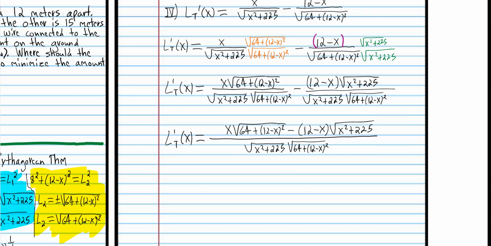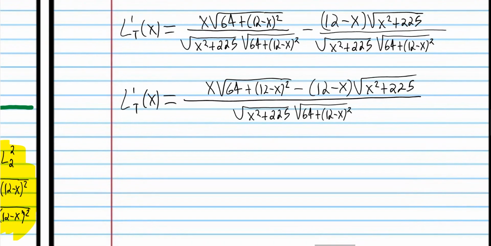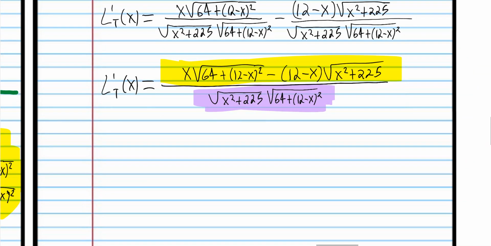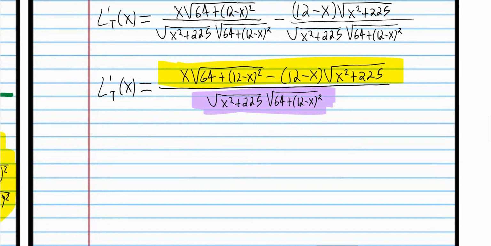Okay, so we want to figure out the critical numbers. Those are the numbers that make the denominator 0, or they make the numerator 0. Now, the reason that we kept this 12 minus x squared in that form is because we can see that there's no x value that makes the denominator 0. So that's kind of a relief that we don't have to set this equal to 0 and solve it. Because it doesn't matter what x value you plug in here, you're not going to make this expression 0.